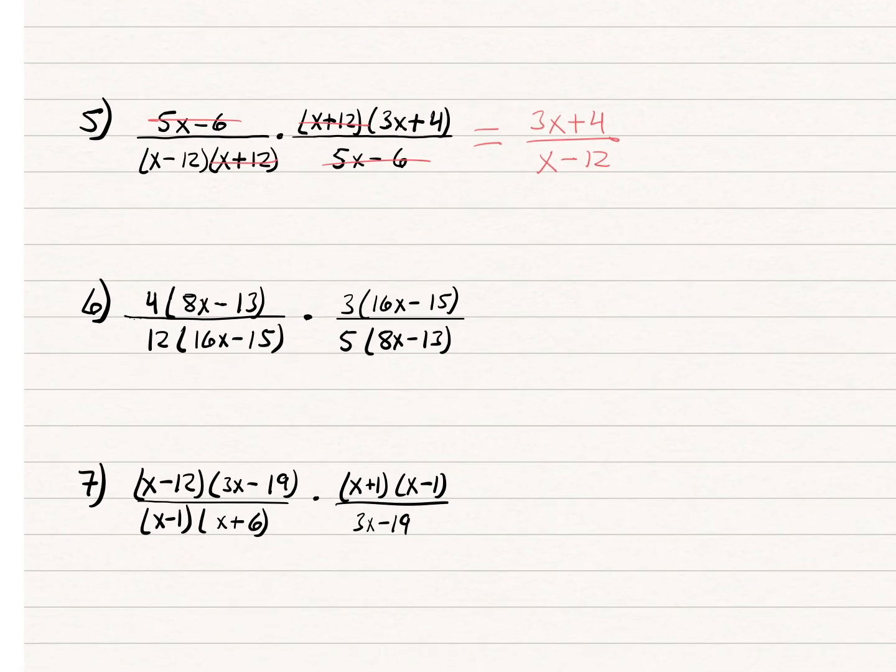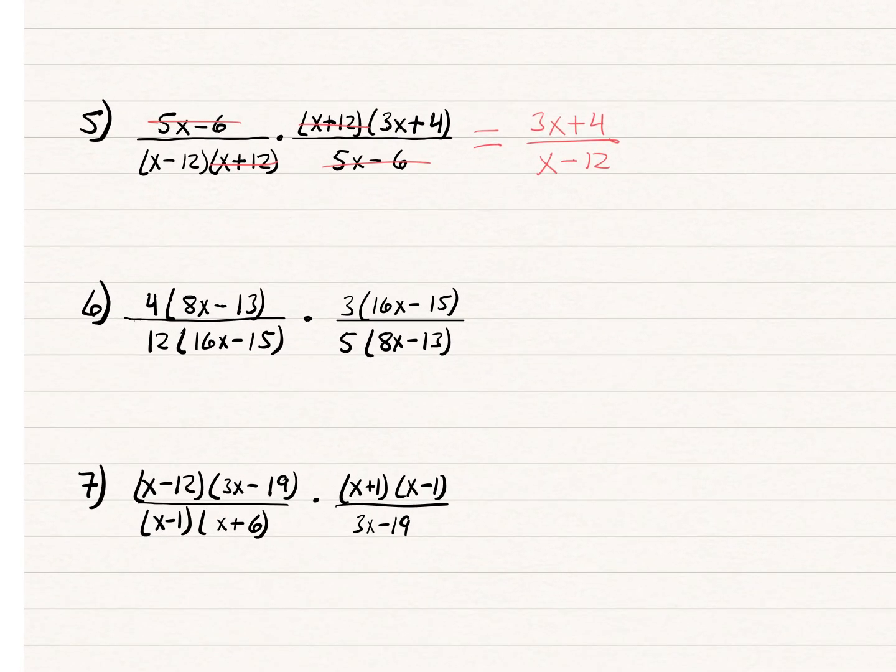All right, same thing with this one right here. Let's look at what's the same on the top and the bottom. It looks like most things are the same. So 8x minus 13, 16x minus 15. And then let's look at our coefficients. 4 and 12 you can cancel out to be 1 over 3. And then 3 and 3 can cancel out as well, and then we're just left with 1 over 5.